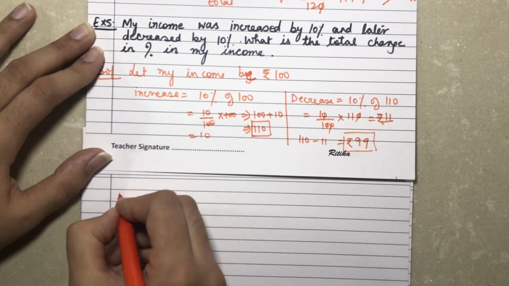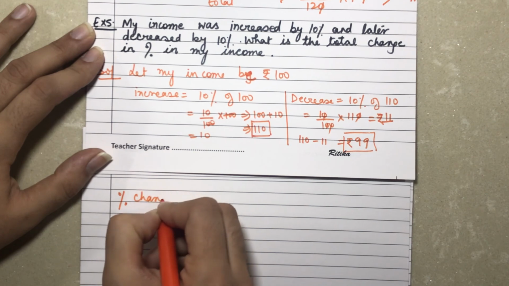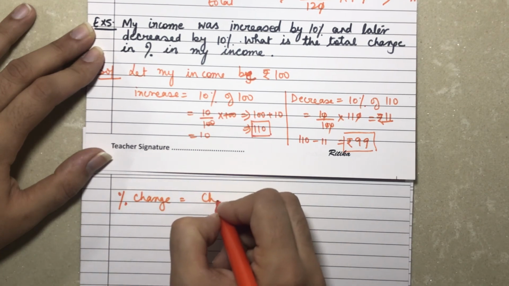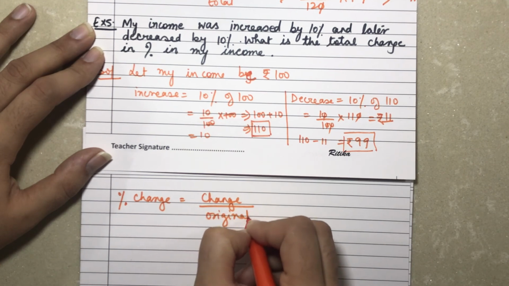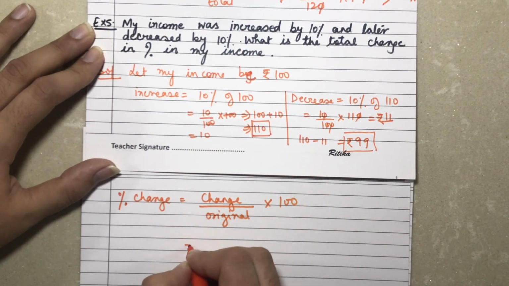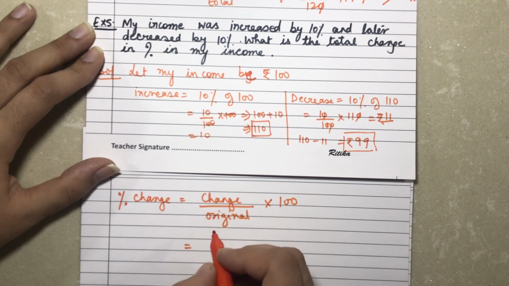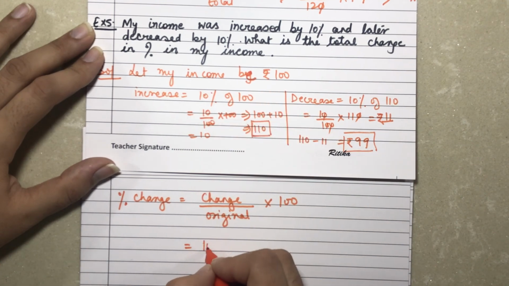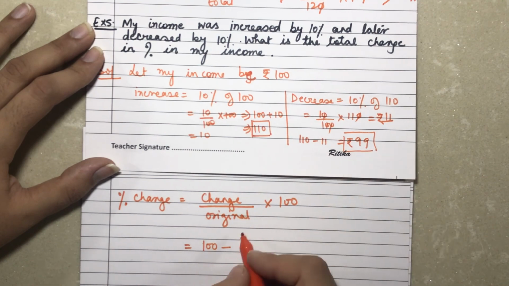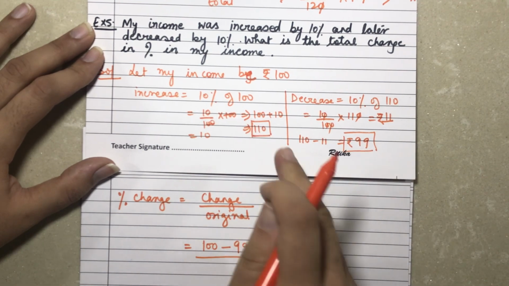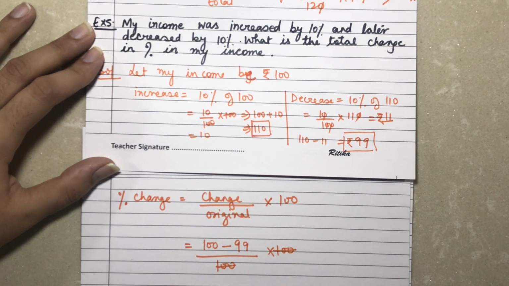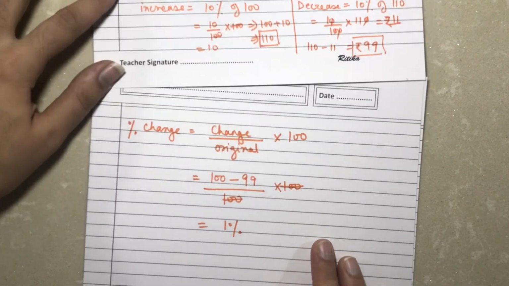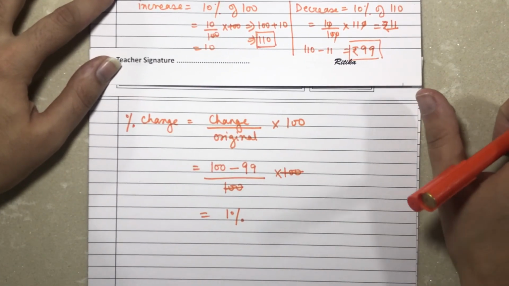So now if I need to find the percentage change, I have a simple formula: change upon original into 100. Now what is my change here? Change is, originally my amount was 100, now it is 99. What is the original value? 100 multiplied by 100. The answer comes out to be 1%.